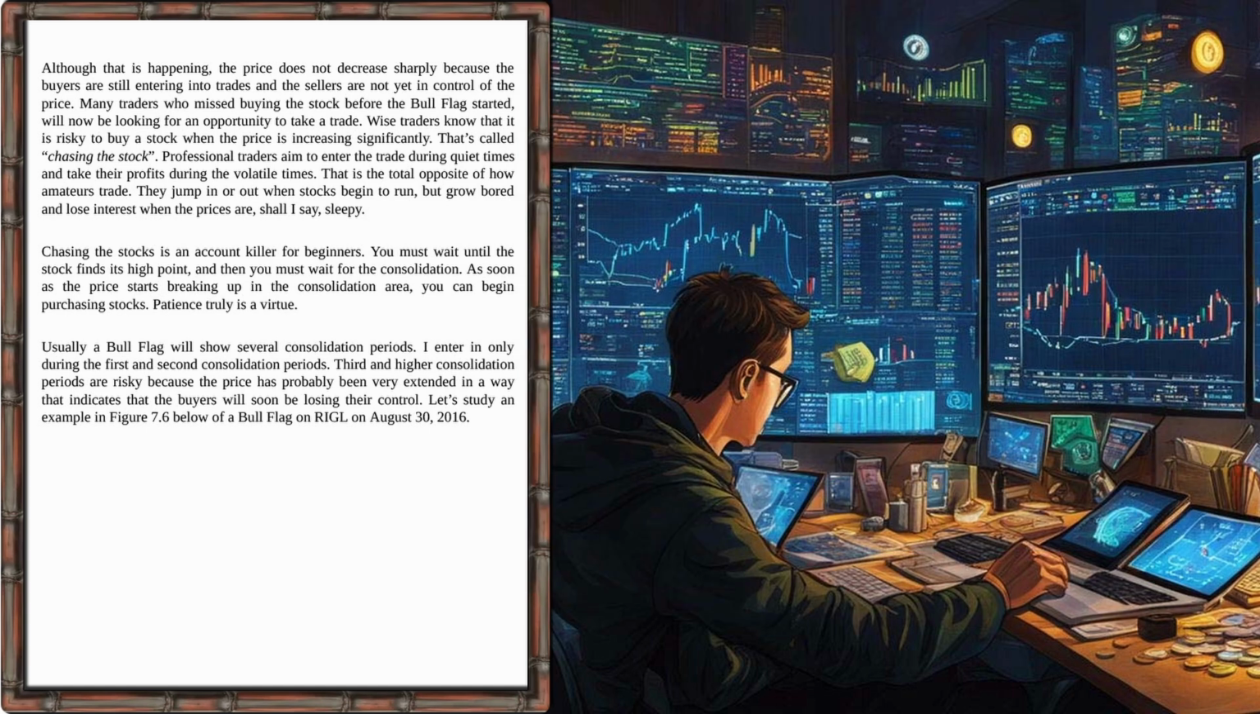Chasing the stocks is an account killer for beginners. You must wait until the stock finds its high point, and then you must wait for the consolidation. As soon as the price starts breaking up in the consolidation area, you can begin purchasing stocks. Patience truly is a virtue.